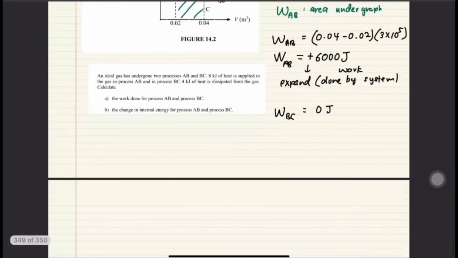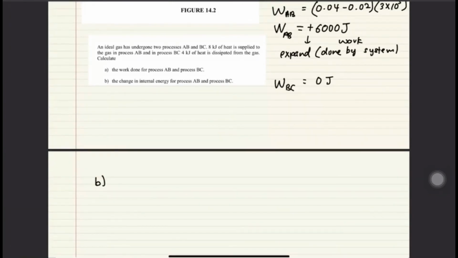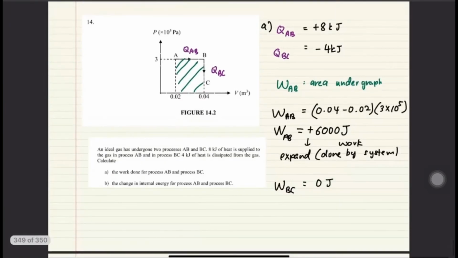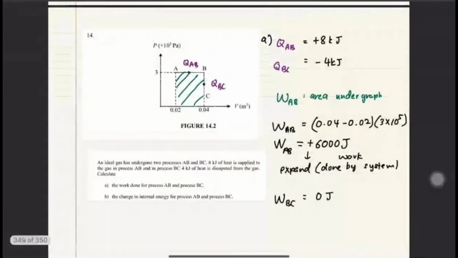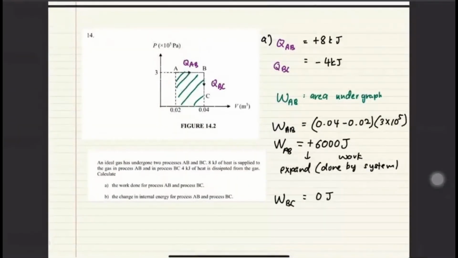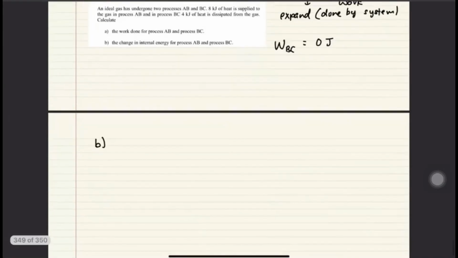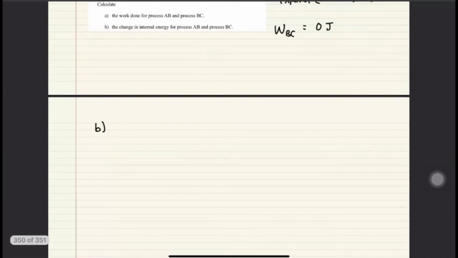Question B, they ask you to find the change in internal energy for the process AB and BC. So if you want to calculate the change of internal energy, usually there are only two formulas. Either you use ΔU = (f/2)nk(T2 − T1), or you have to use the first law: Q is equal to work plus ΔU. Because you don't have moles, there isn't enough information, so you have to use this one.